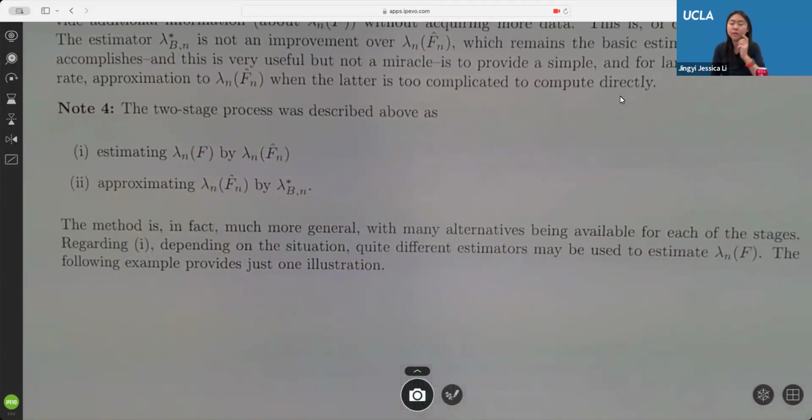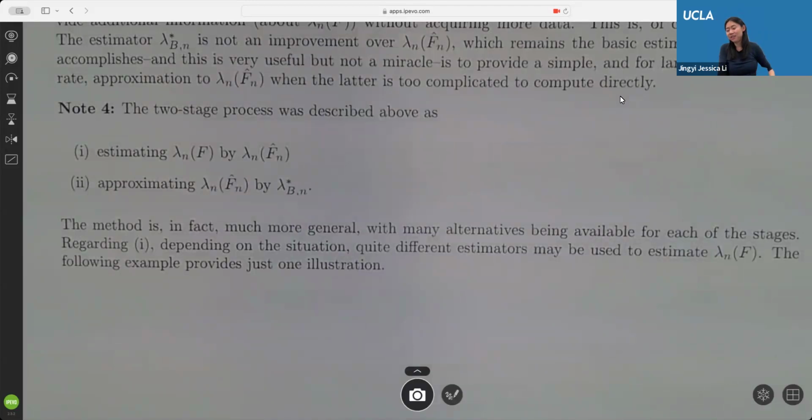Estimate the true performance measure by plug-in, approximating the plug-in by bootstrap. The method is in fact much more general, with many alternatives being available for each of the stages. Regarding the first, depending on the situation, quite different estimators may be used, right? You can use the empirical CDF to do plug-in, or you may use a parametric estimator to do plug-in. The following example is just for illustration. Okay, so I think we will stop here.